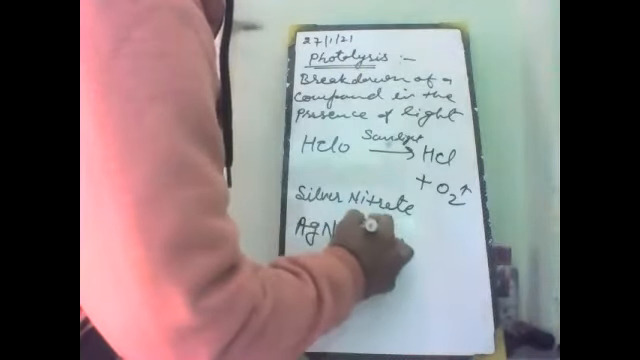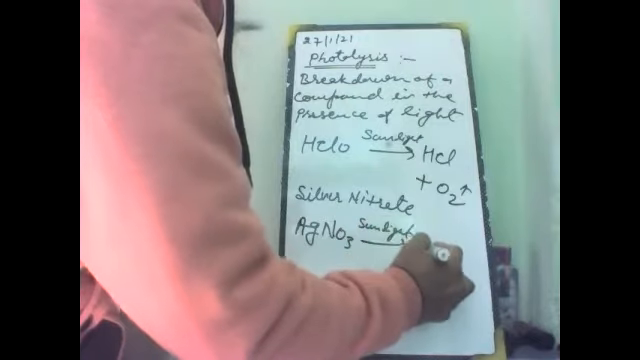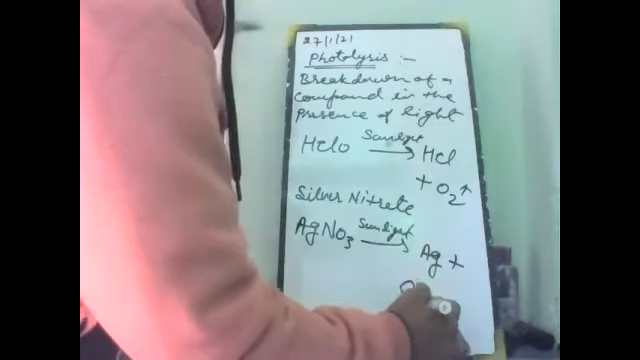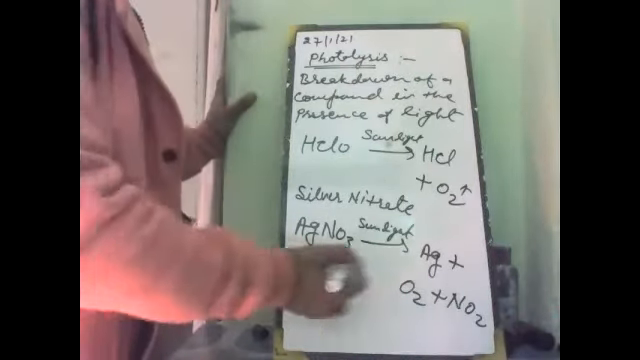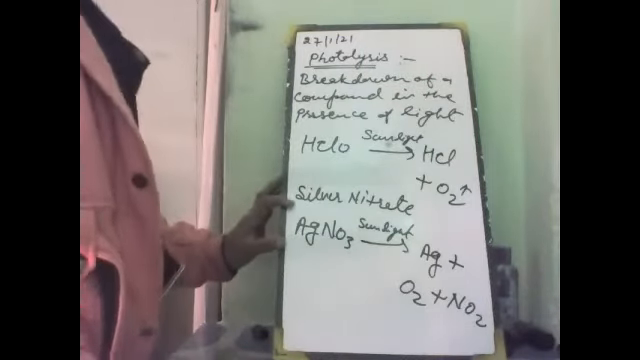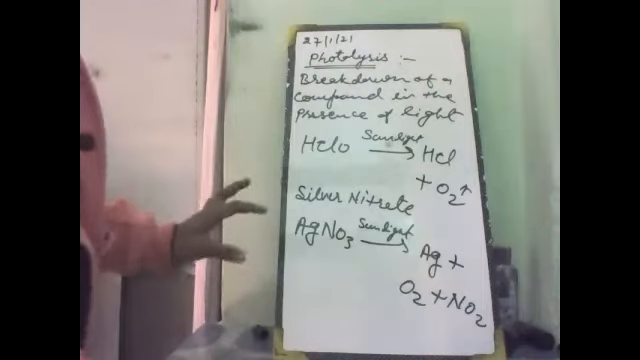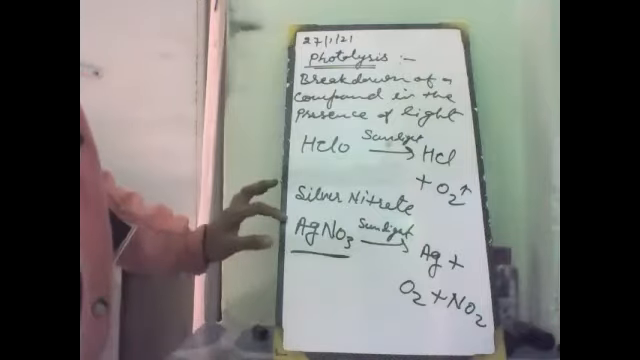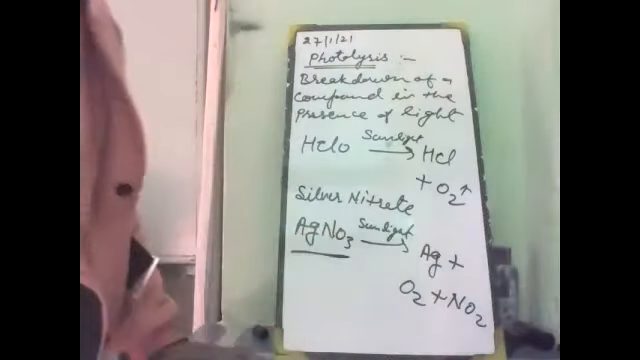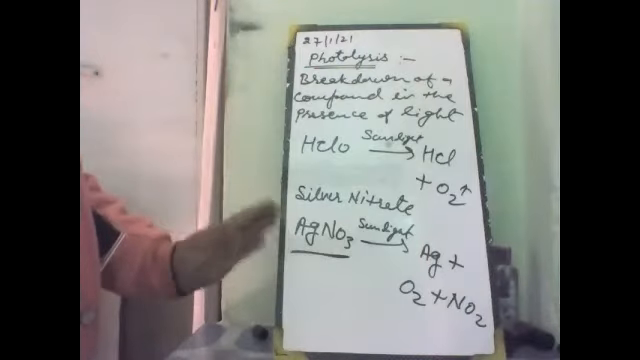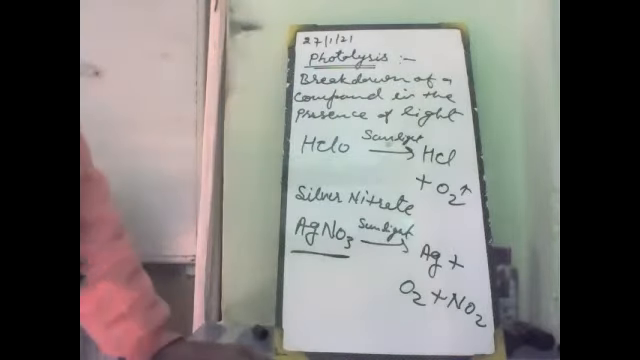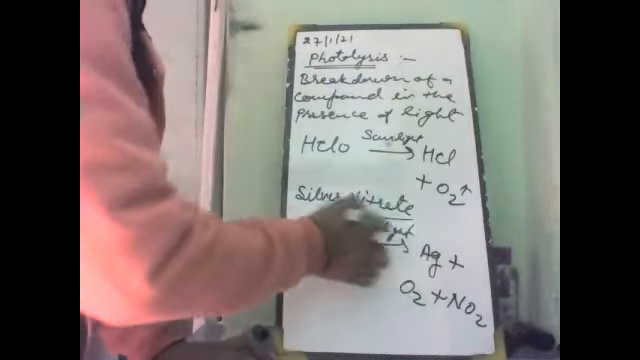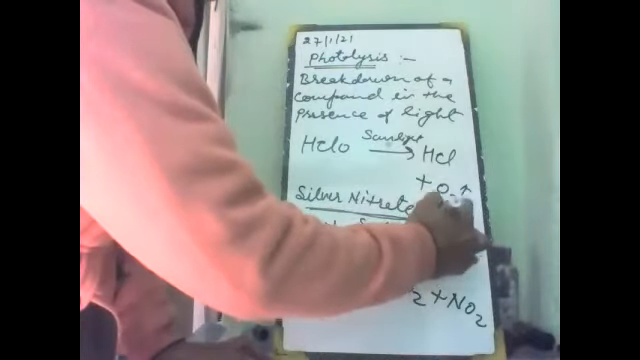AgNO3, in the presence of sunlight, breaks down into silver, oxygen and nitrogen dioxide. Due to this reason, silver nitrate is kept in a brown bottle. We cannot keep it in a transparent white glass bottle, because a white glass bottle catches the sunlight and silver nitrate breaks down into silver and oxygen. Due to this reason, silver nitrate is always kept in a brown bottle.